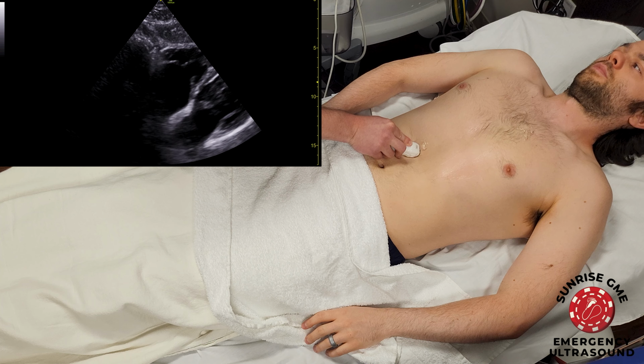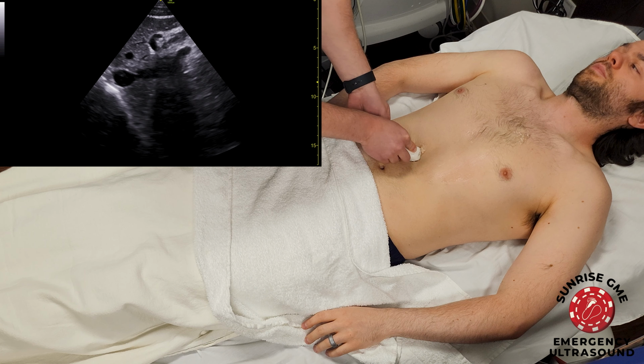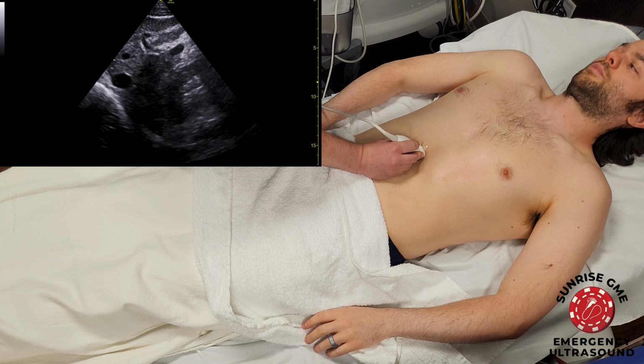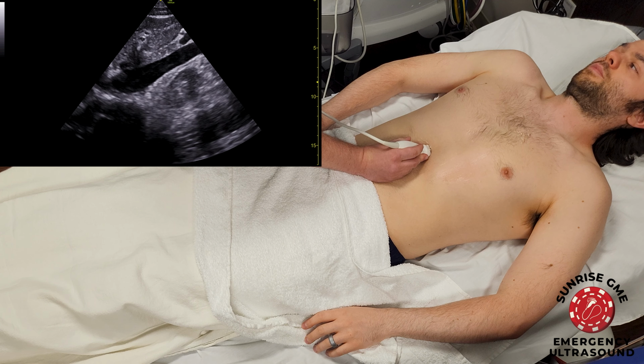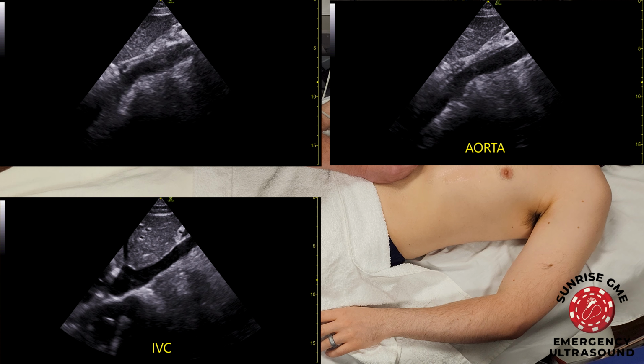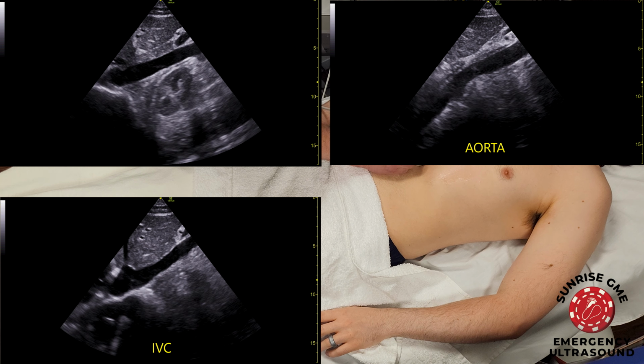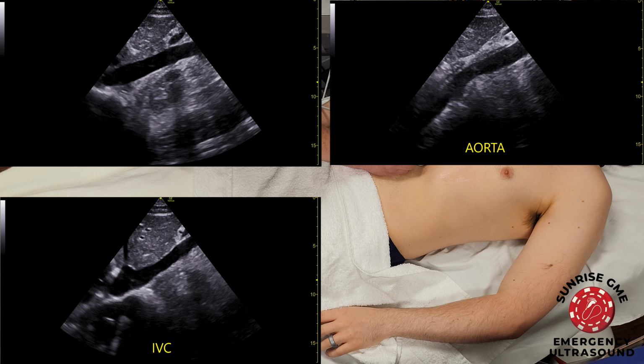The final view is the inferior vena cava, which may be identified by turning the probe 90 degrees clockwise while in the subxiphoid view. We would strongly recommend that the less experienced ultrasound users identify both the aorta and the IVC every time this exam is performed, as the aorta is often mistaken for the IVC.